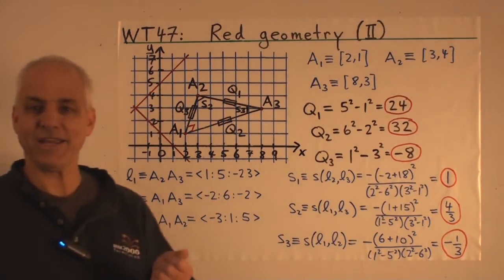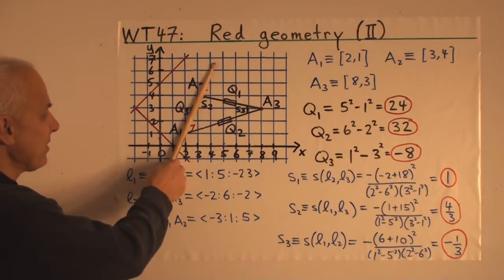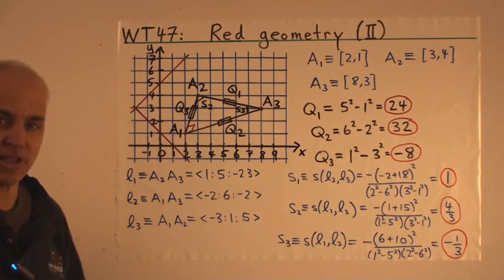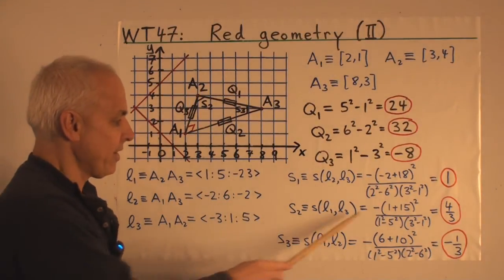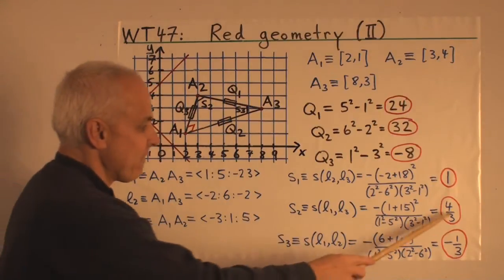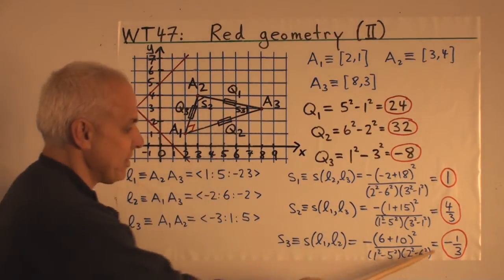A spread of 1 is perpendicularity, telling us that these 2 lines, this one here and this one here, are actually red perpendicular. Similarly, the spread S2 between this line and this line is 4/3, and S3 you can calculate to be minus 1/3.